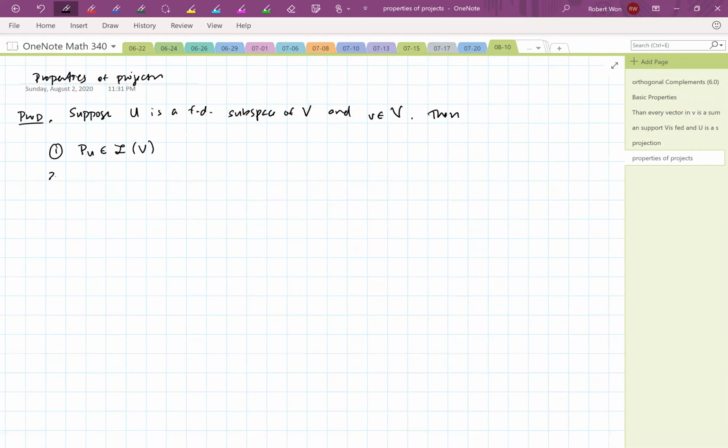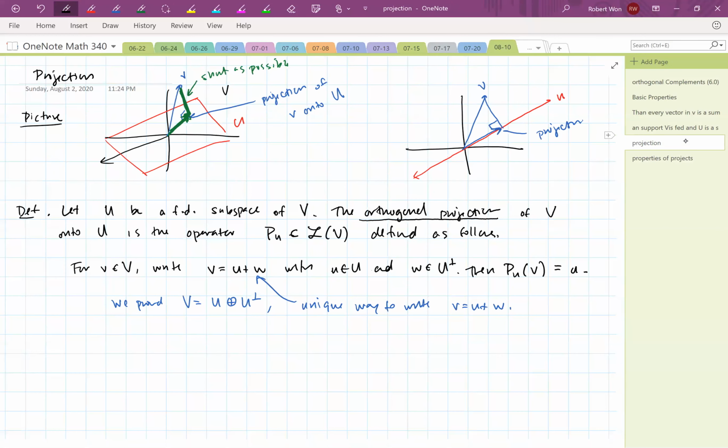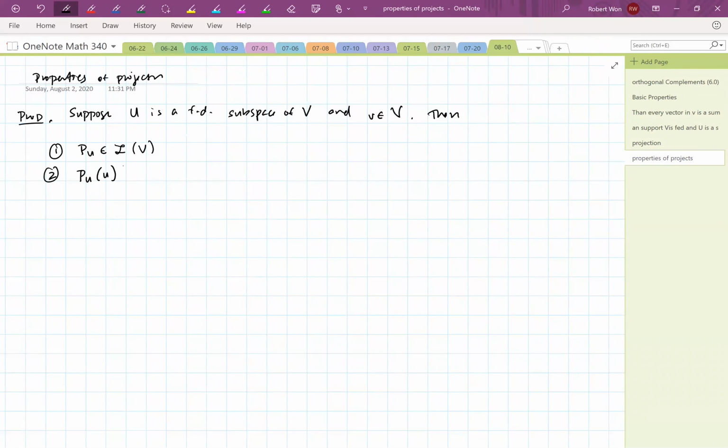Okay, 2. If I project a vector that's already in U, what do you think you should get? If you project a vector that's already in U onto U, it should just return that vector back, right? So P_U of u should equal u for all u in U.